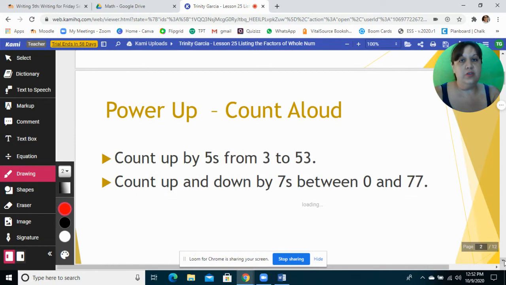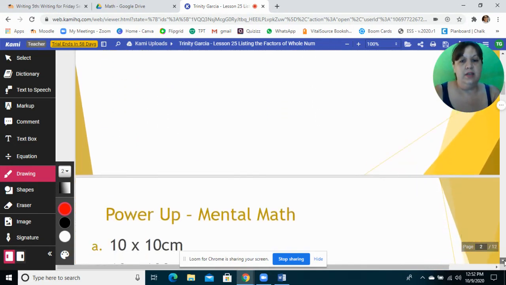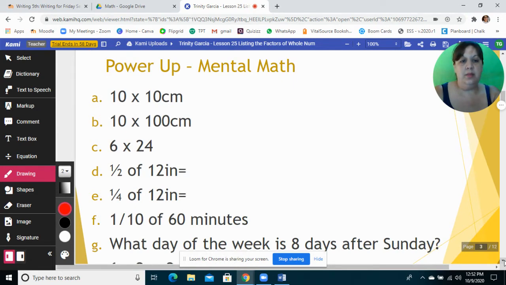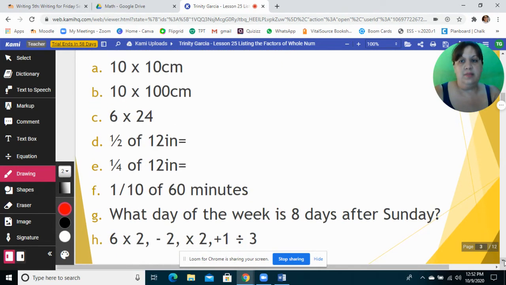Just like always, if you need to pause at any time, feel free, and then you can jump back in as soon as you're ready. So go ahead and copy down power-ups A through H and work out those equations on your own. The goal is to be trying to get faster and faster each time that you do these power-ups. So you want to work well, but you also want to try to increase how quickly you can get them done. Remember that if it says centimeters or inches, or minutes, then you need to include those things in your answer.